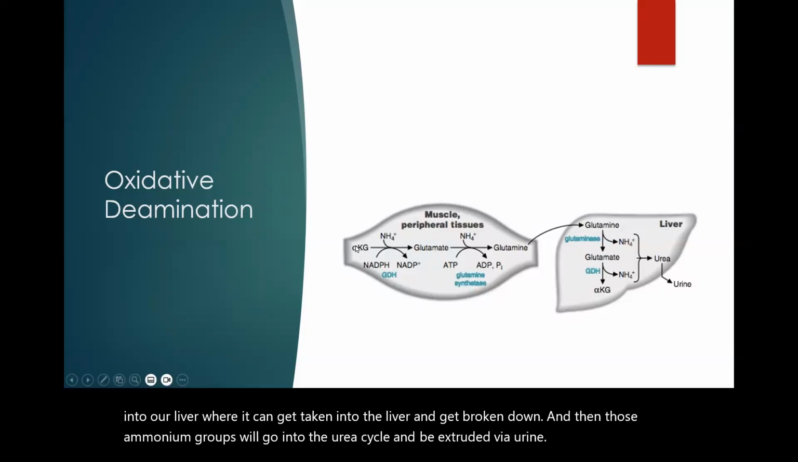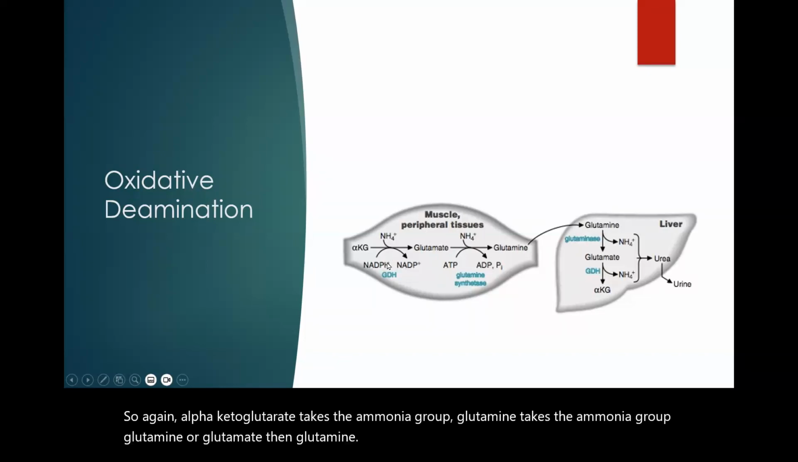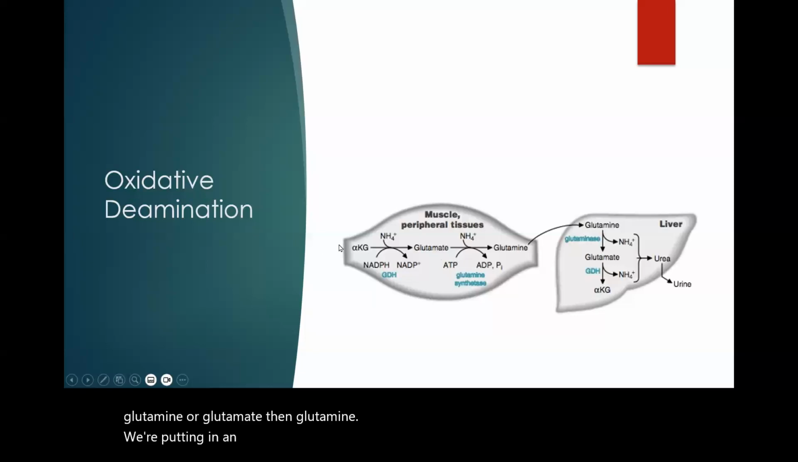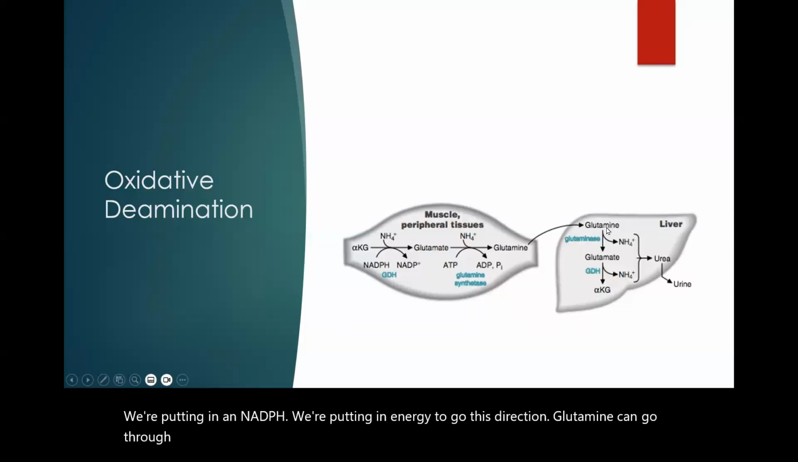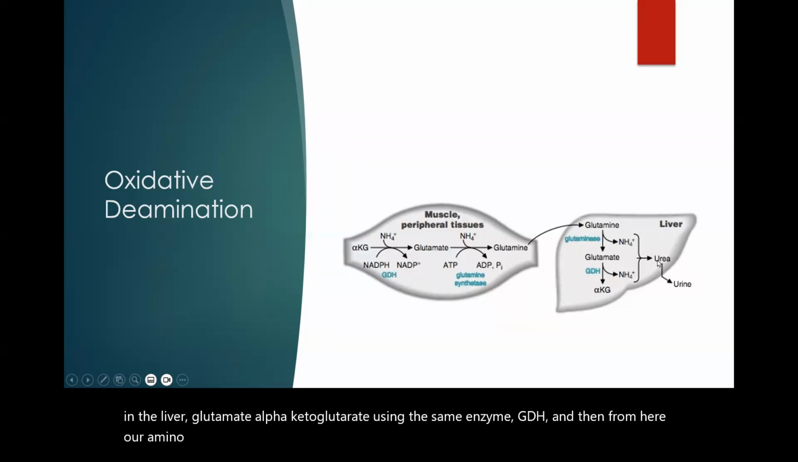So again, alpha ketoglutarate takes the ammonia group, glutamate, then glutamine. We're putting in NADPH, we're putting in energy to go this direction. Glutamine can go through blood to get to the liver, where it can go in the reverse direction, glutamine to glutamate to alpha ketoglutarate, using the same enzyme, GDH. And then from here, our amino groups can go into the urea cycle and be excreted via the urine.